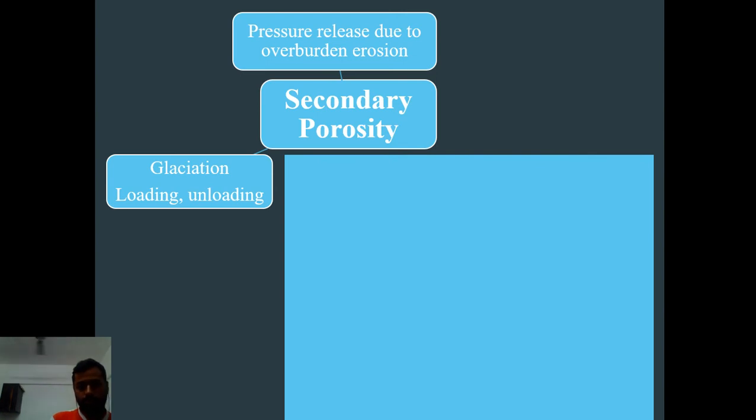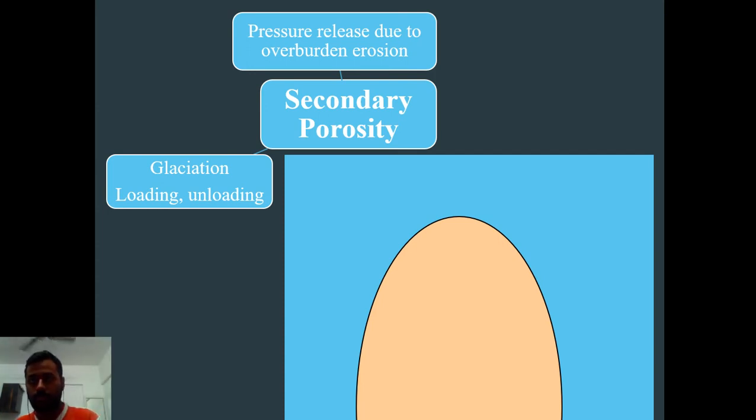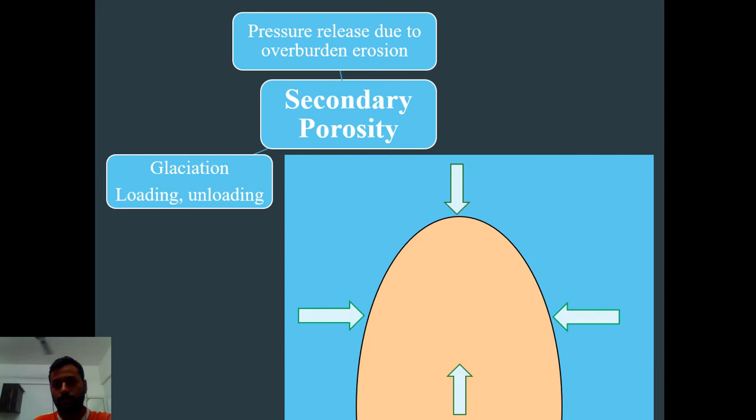Say here you have a country rock. In this you have the intrusion of a batholith, a plutonic batholith granite, or say granulite facies metamorphic rock, which is at high temperature. In normal conditions, the surrounding rocks will put pressure on our rock body from all sides, as you can see here. It is at depth, so you will have pressure from beneath also.